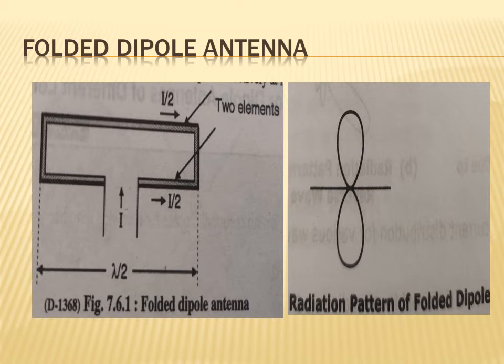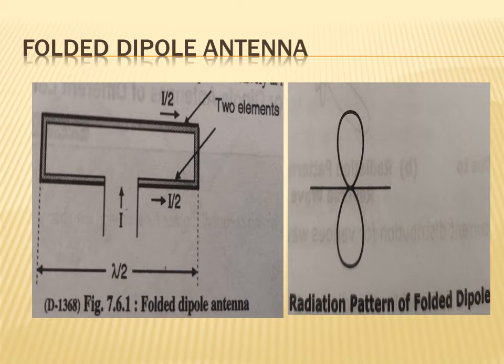Again, this folded dipole antenna is a type of resonant antenna. See the first figure, which shows the folded dipole antenna, and the second figure, which shows the radiation pattern for this folded dipole antenna.